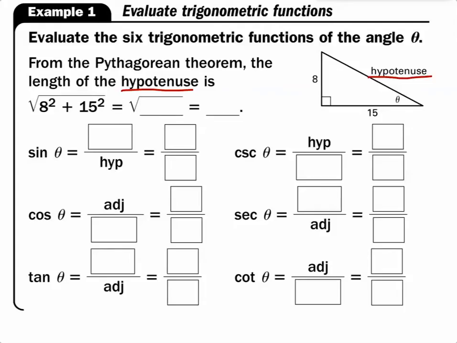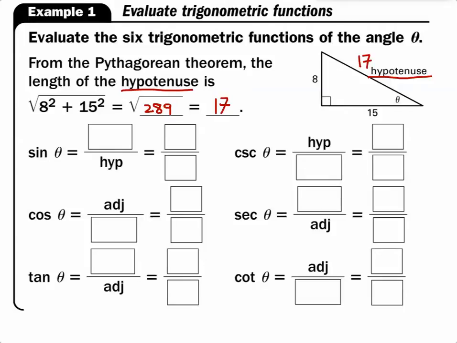So you square 8 and you get 64, and you square 15, you get 225. You add them together, you get 289. But to figure out how long the side is, you've got to do the square root. Boom, 17. So now we know that the hypotenuse is really 17.